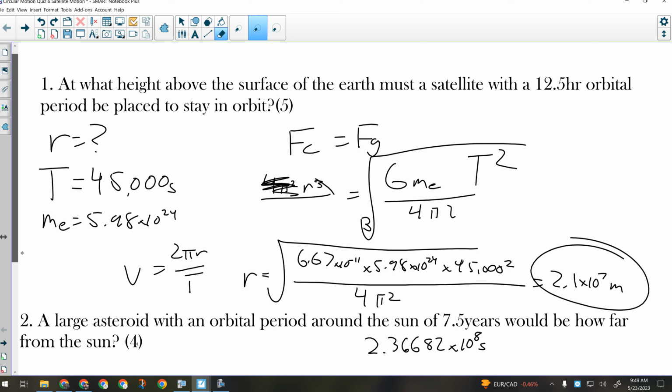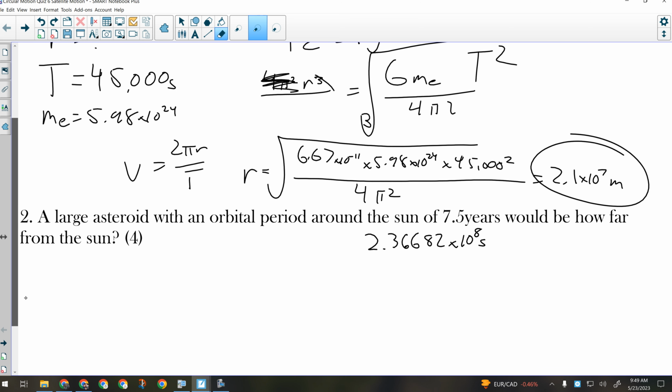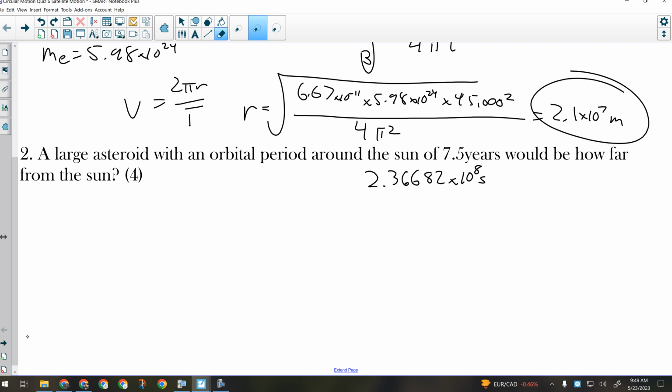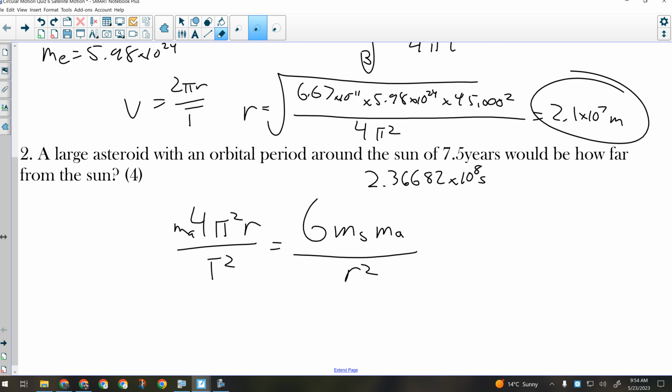How many people have done the second one? Okay, we'll give you some time on the second one then. Is it very, very similar? It is, yeah. It actually has one less step. Okay, so it's basically the same thing. We're going to have m times 4 pi squared times r over t squared on one side, and we're going to have big G times the mass of the sun this time, times the mass of the asteroid, that's on both sides, over r squared. So the manipulation is going to be the same.